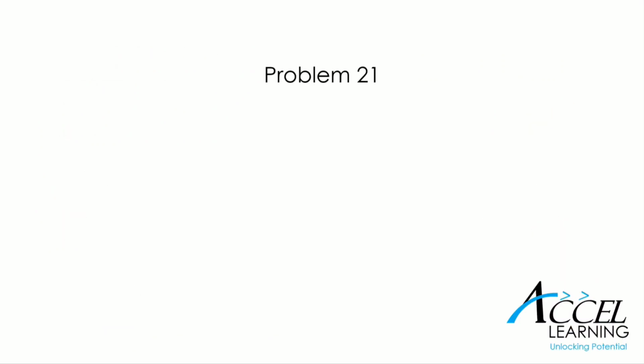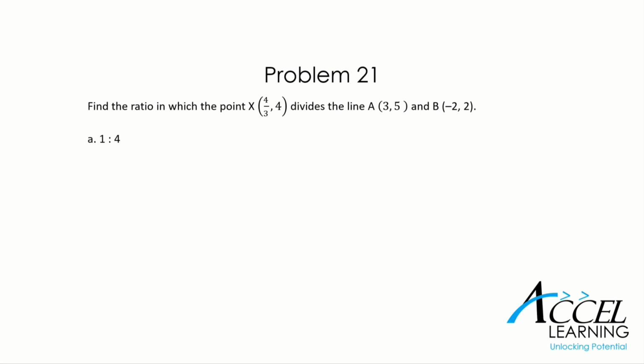So, here's the problem. Find the ratio in which the point (x, 4/3) divides the line joining A (3, 5) and B (-2, 2). Options: A, 1:4; B, 1:1; C, 3:2; D, 1:2; E, 2:3.